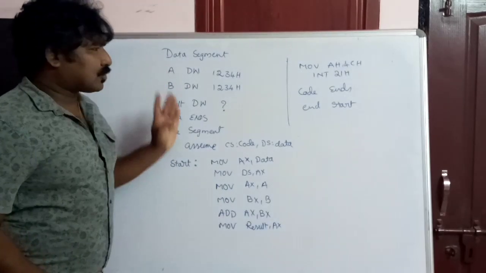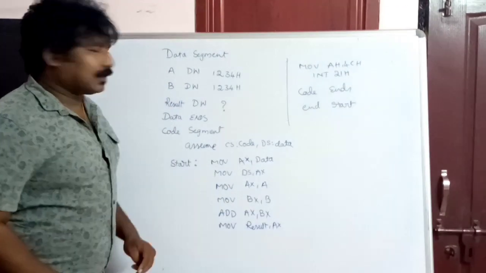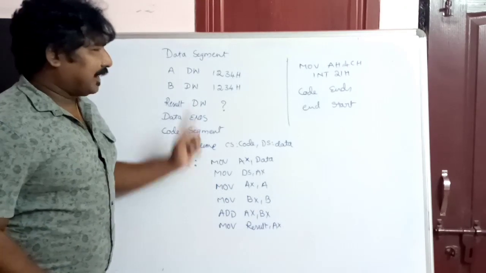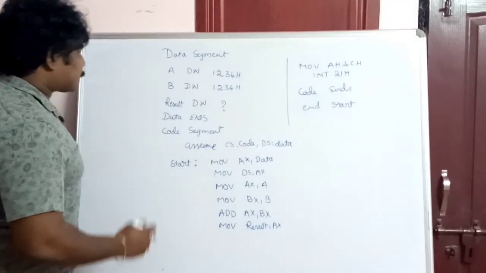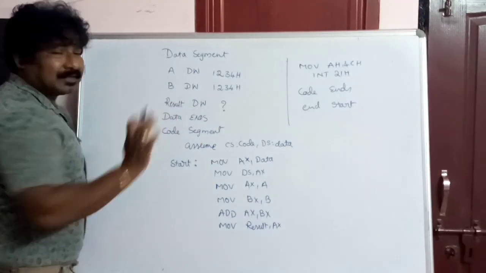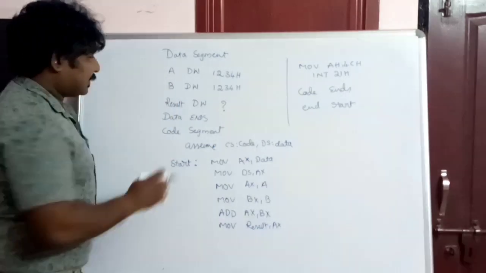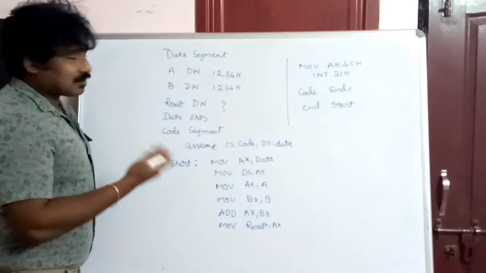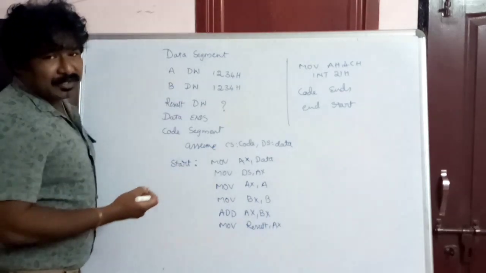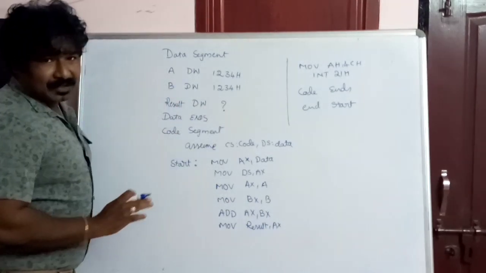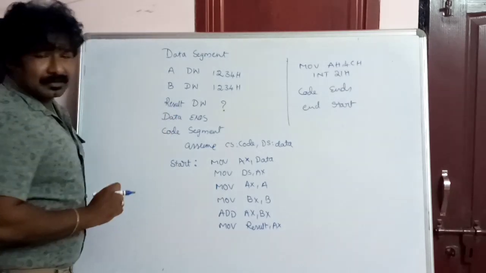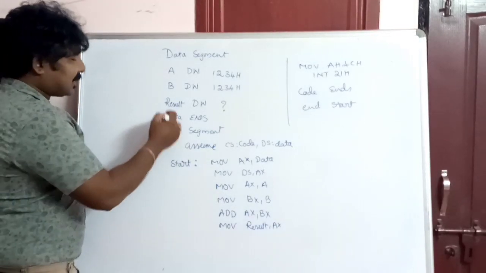Friends, just look at this program. I'll explain each and every line of the code. In the data segment we have taken three memory operands. One is A, another one is B, and the third one is result. A is my first number, B is my second number. I will add those two numbers and store the sum into the result. So this is the data segment.